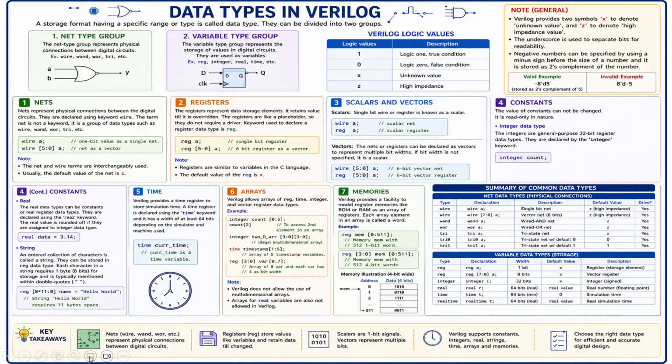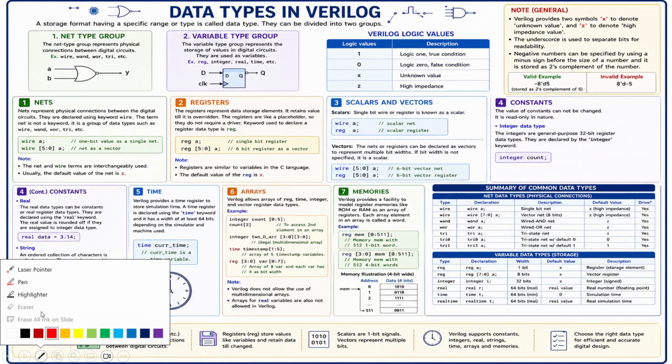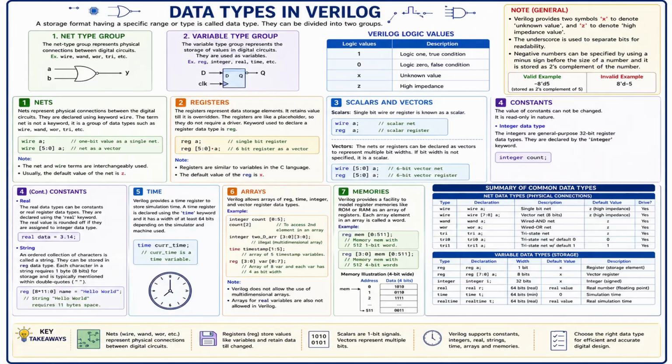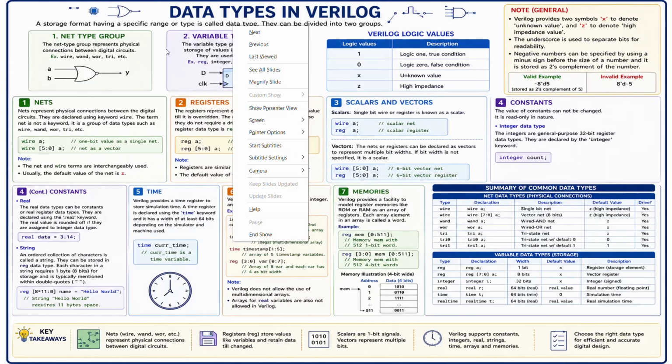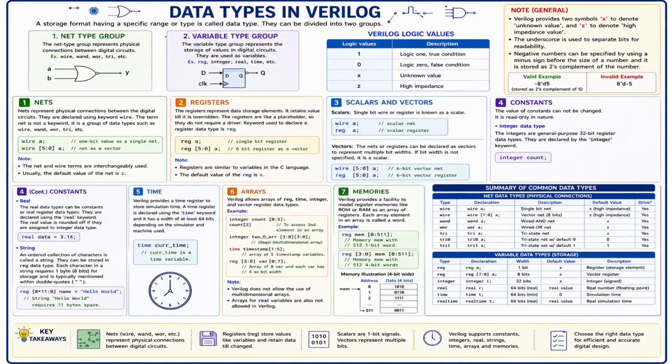And coming to the data types, what is meant by data type, and what is the use of data type? In Verilog code you are using variables. Those variables store some values, and that is called the data type. Okay, data type is a specific range or type in which we store values.